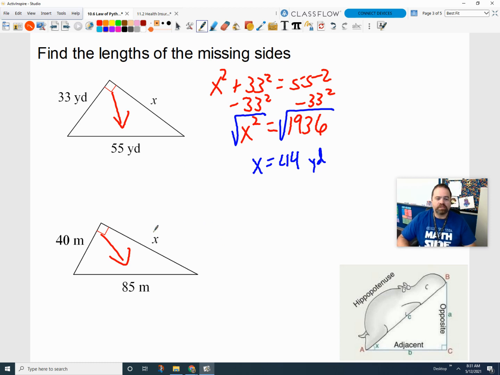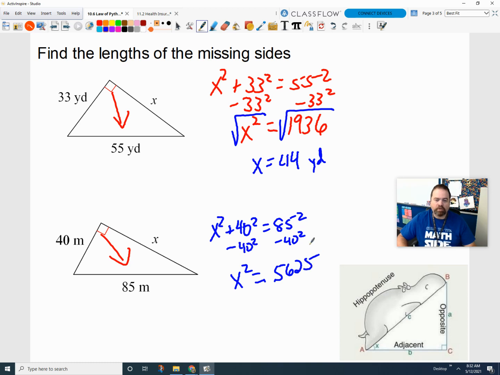Okay, so same thing down here. I'm going to set up a new equation. X squared plus 40 squared equals 85 squared. So again, I'm going to do the same thing. I'm going to subtract my 40 squared. I'm not going to square it first. That just seems like an extra step. So now 85 squared minus 40 squared is 5625. So a big number, but again, I'm taking the square root of that.